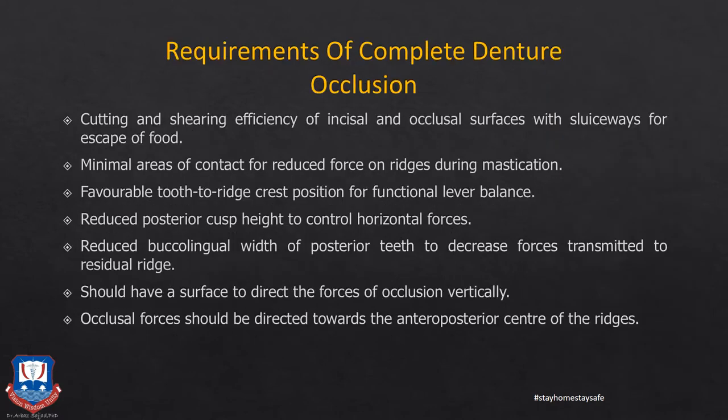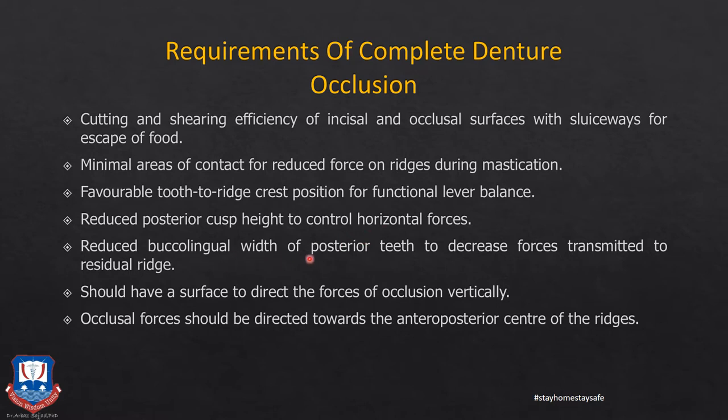So, next, coming to the requirements of a complete denture occlusion. The cutting and shearing efficiency of the incisal and occlusal surfaces, with sluiceways for escape of the food. There should be minimal area of contact to reduce the forces on the residual ridges during mastication. There should be a favorable tooth to ridge crest position for the functional lever balance. That is, teeth should be arranged on the center of the ridge, following a line drawn along the center of the ridge. There should be a reduced posterior cuspal height to control the horizontal forces. That is, the cuspal inclines should be shallow.